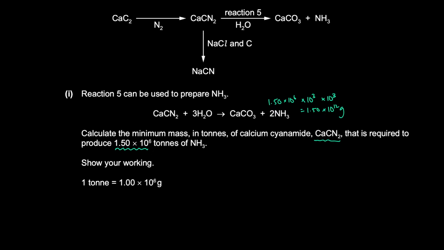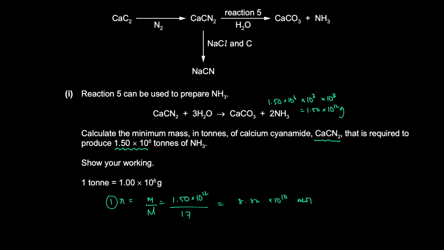So now that we have the mass of ammonia that we want to form, we can say that the number of moles of ammonia is equal to the mass divided by the molar mass. So that would be 1.50 times 10 to the power of 12 divided by the molar mass, which is 14 for nitrogen plus 3 for the 3 hydrogen. So that's 17. So what's the number of moles of ammonia that we want to produce here? This is equal to 8.82 times 10 to the power of 10 moles of ammonia.